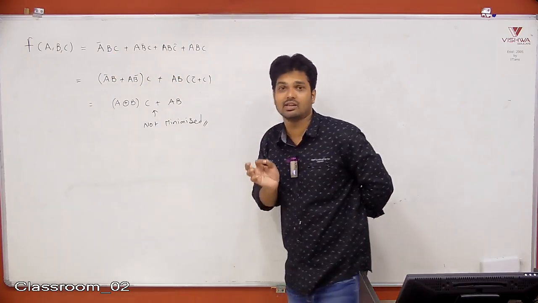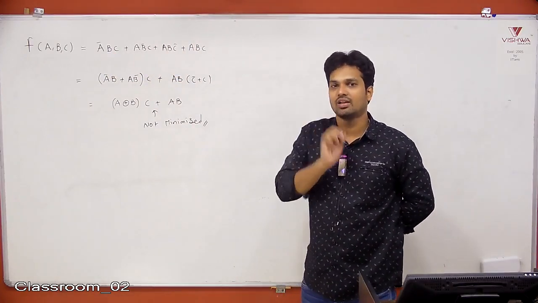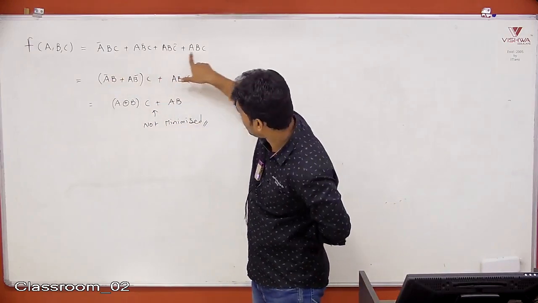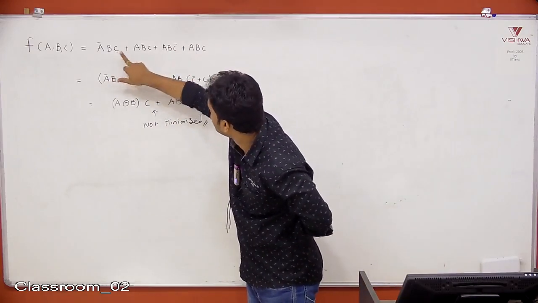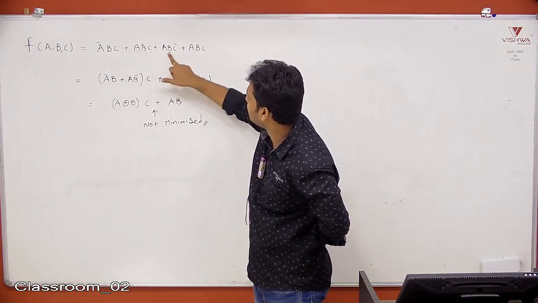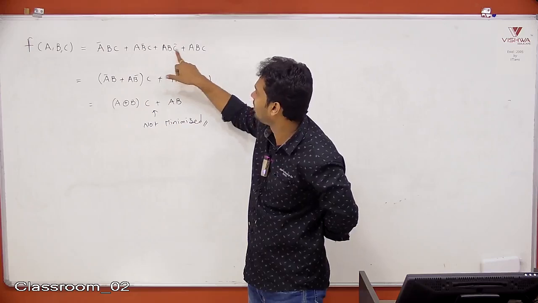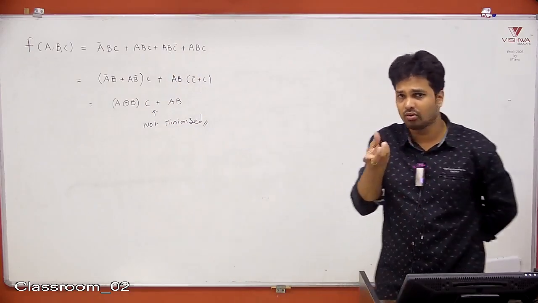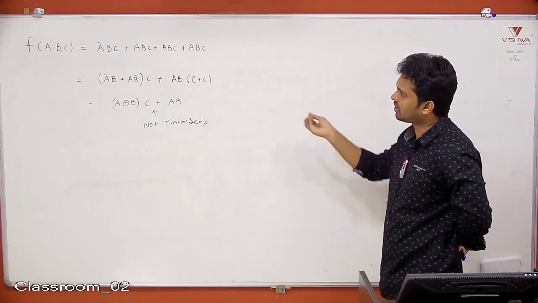Can I take anything common? In the first and last, you can take B, C common. Second and this, I can take A, C common. Third and fourth, I can take A, B common. You may have the doubt, sir, you have only one ABC, how to take common for all the three?